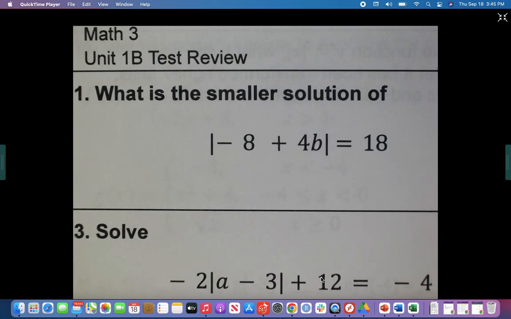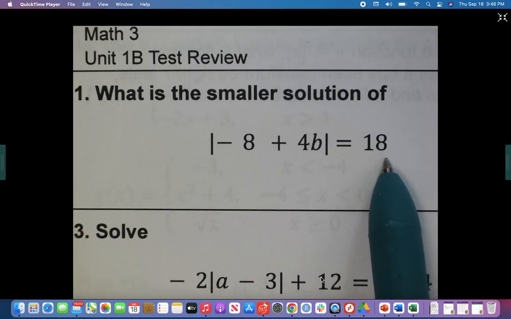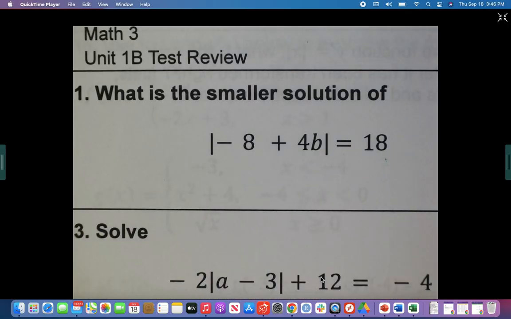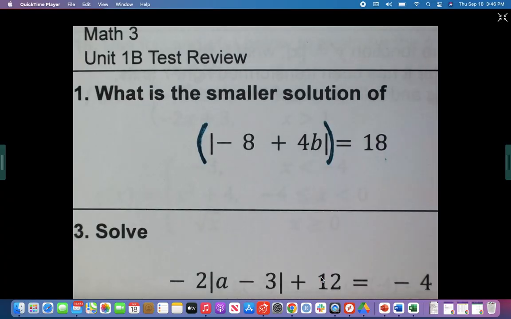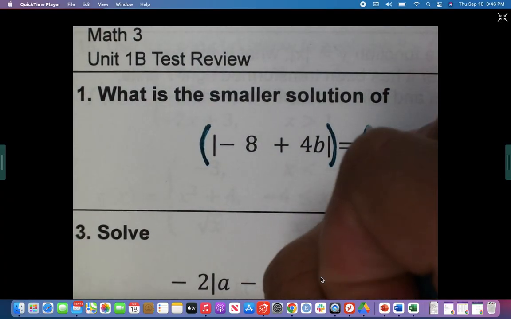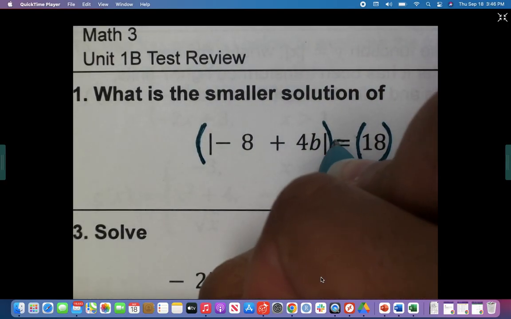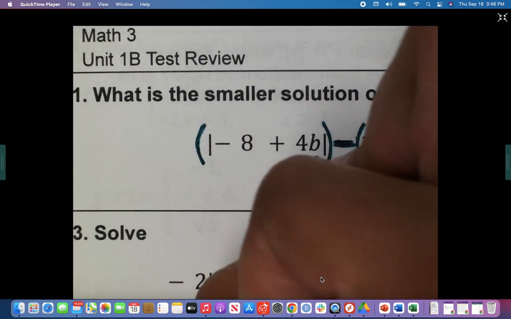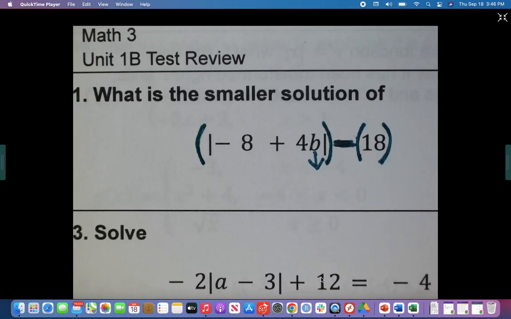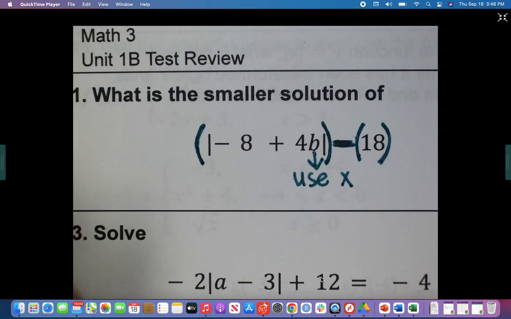1B test review. So question number 1, what is the smaller solution of this absolute value equation? So remember, if we are solving, we put everything that's on the left side of your equation in parentheses. We put everything that's on the right side in parentheses. And then your equal sign becomes a minus. So that right there is how we type it in on Desmos. And also remember, anytime they use a variable other than x, you need to use x when you type it in.